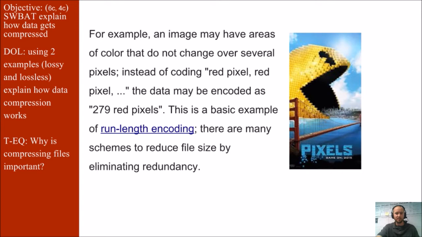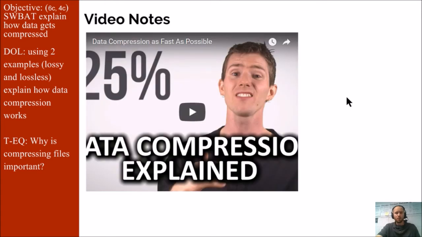So this is a basic example of run length encoding, and there are many schemes to reduce file size by eliminating redundancy. And so if you're interested in hardware at all, or the performance of hardware, or even game systems, I highly suggest this YouTuber named Linus. Now, data compression as fast as possible is a good video that's completely on topic with our objective today.